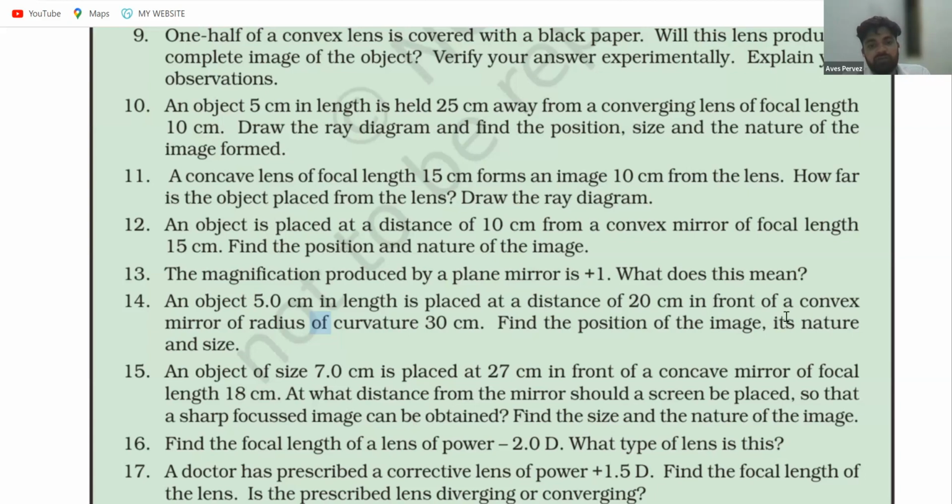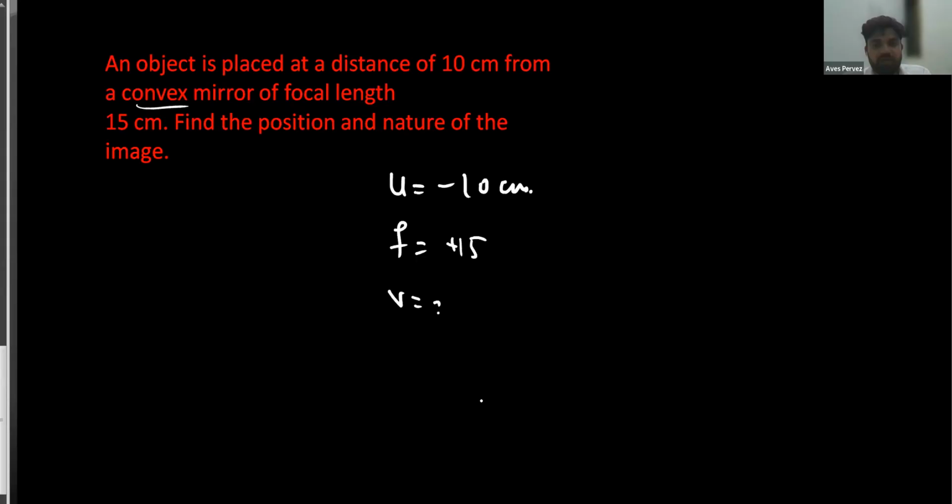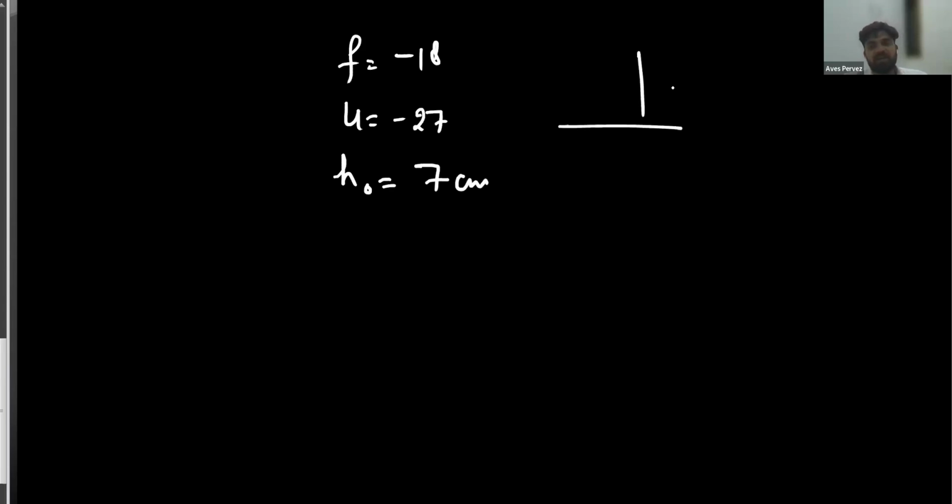So it is being given that an object of size 7 centimeter is placed 20 centimeter in front of a concave mirror of focal length X. So what is the focal length? Tell me. Minus 18. Okay. Object distance? Minus 27. Height of the object? 7 centimeter. Plus 7 or minus 7? Plus 7, because the distance upside is measured with plus y-axis. So what do we need to calculate? We need to calculate the v.